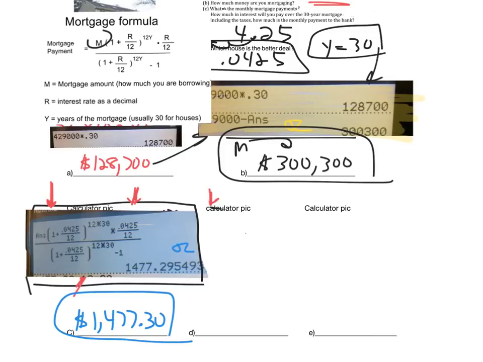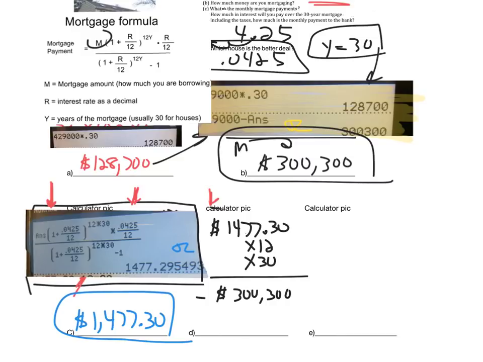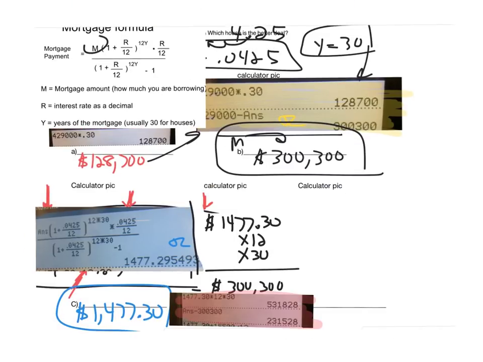Now to figure out that house's interest, take the $1,477.30, multiply it by 12, and then again by 30. And then take that value and subtract your M, subtract your 300,300 to determine how much in interest you're paying over the 30 years for this Baldwin house. So here in interest, you're paying $231,528.